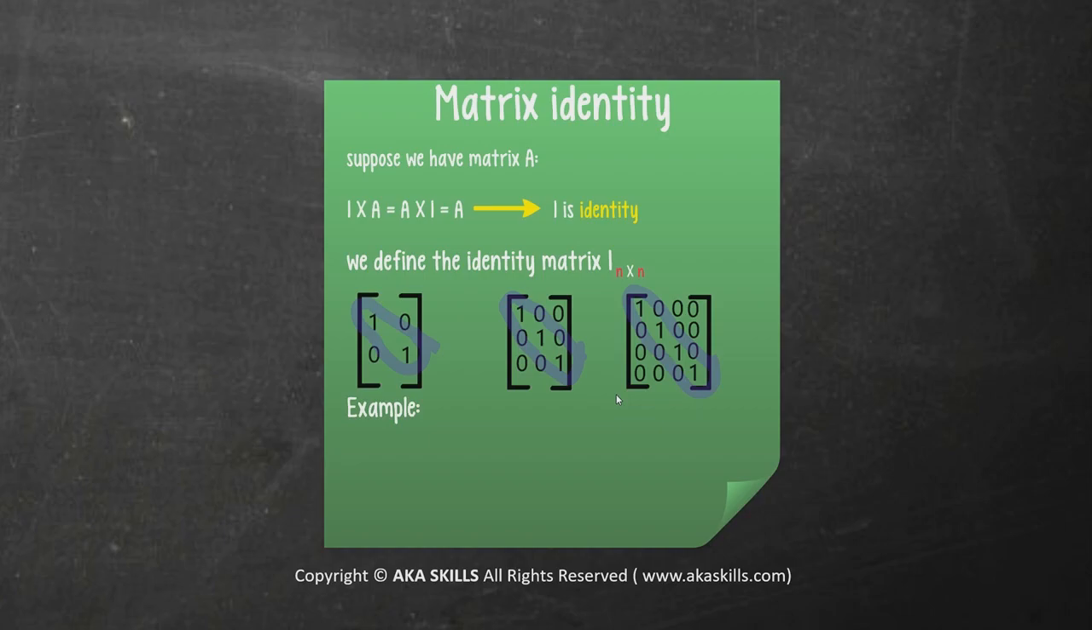Let's have an example. Let's say we have this matrix. This is a 3 by 3 matrix. So definitely we need a 3 by 3 identity matrix.